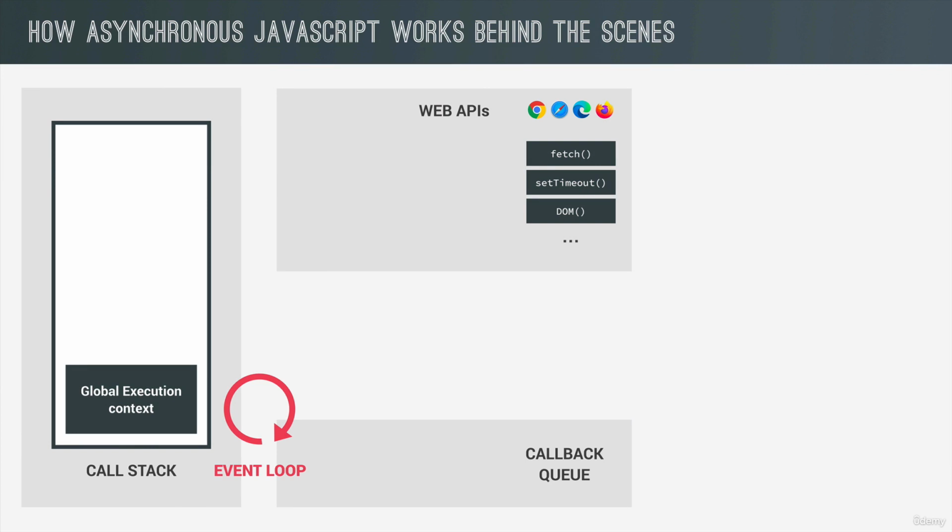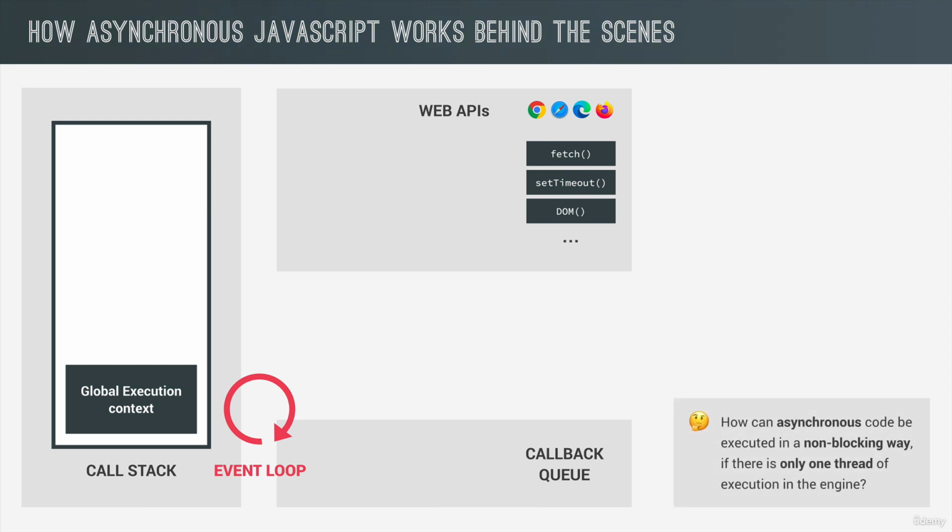And let's focus on the essential parts of the runtime here. So that's the call stack, the event loop, the web APIs, and the callback queue. As you know by now, a JavaScript engine is built around the idea of a single thread. But if there's only one thread of execution in the engine, then how can asynchronous code be executed in a non-blocking way? Well, that's actually the big question that we're going to answer in this video.